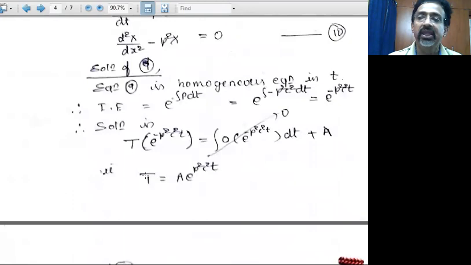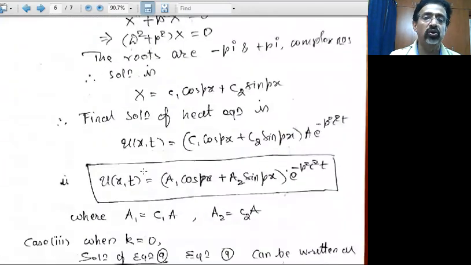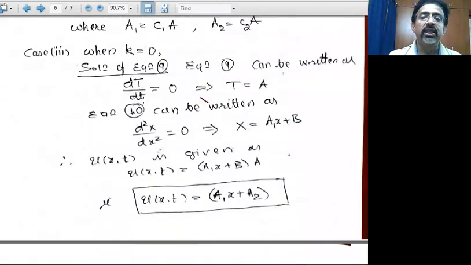So I get my two equations when k is equal to 0: dT/dt is equal to 0, and then d squared X by dx squared is equal to 0. So these are the two equations. Now, what is the solution?